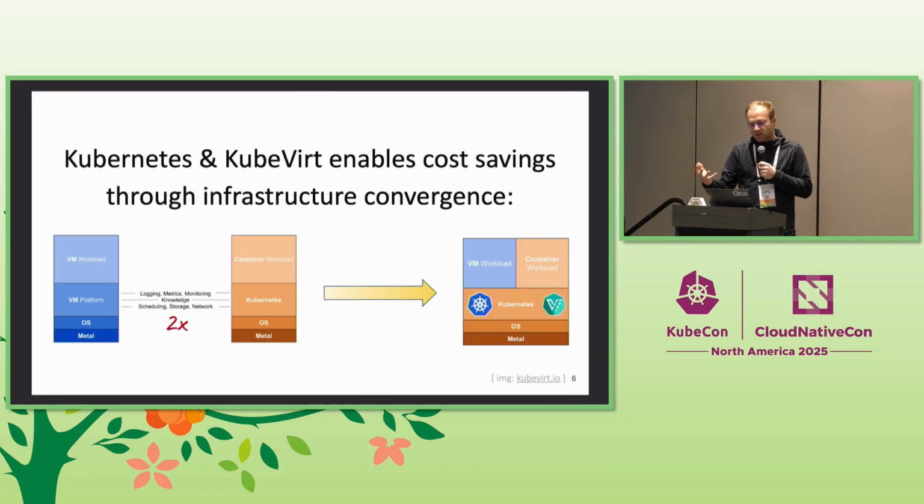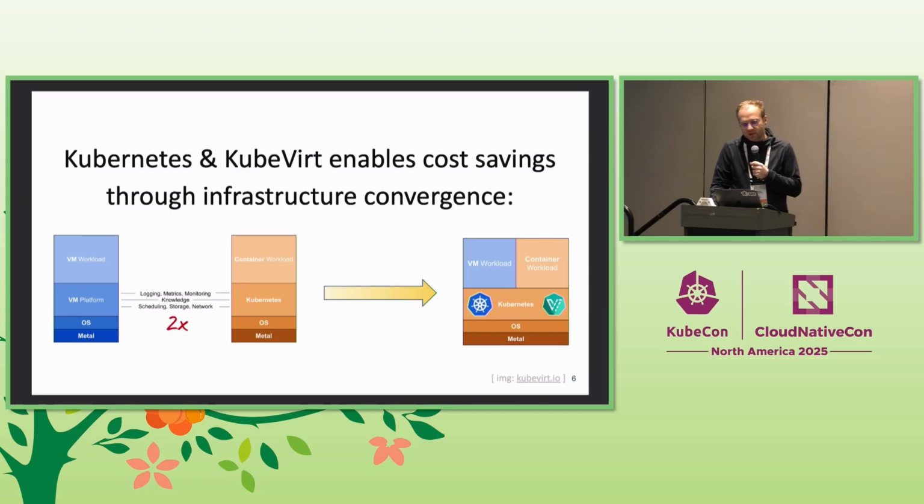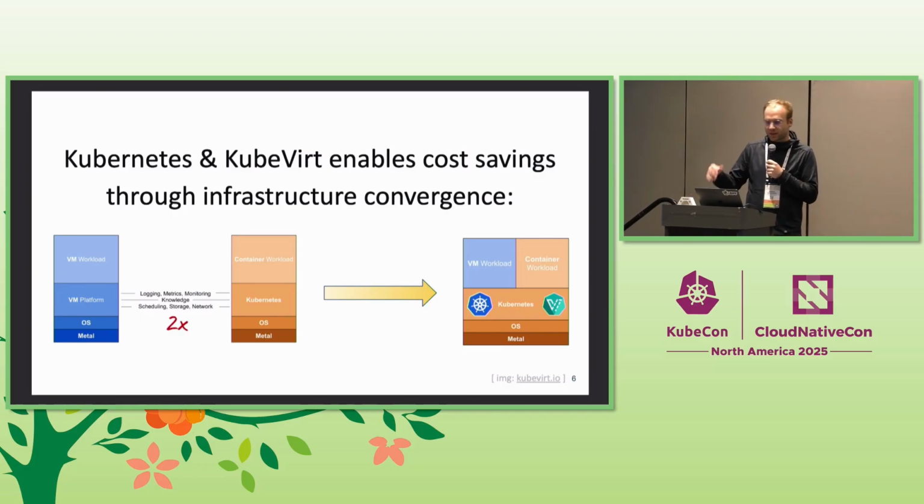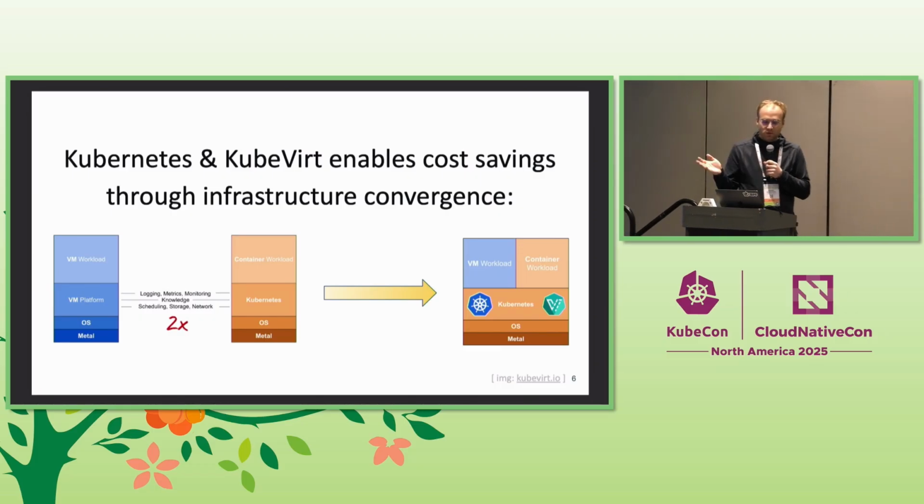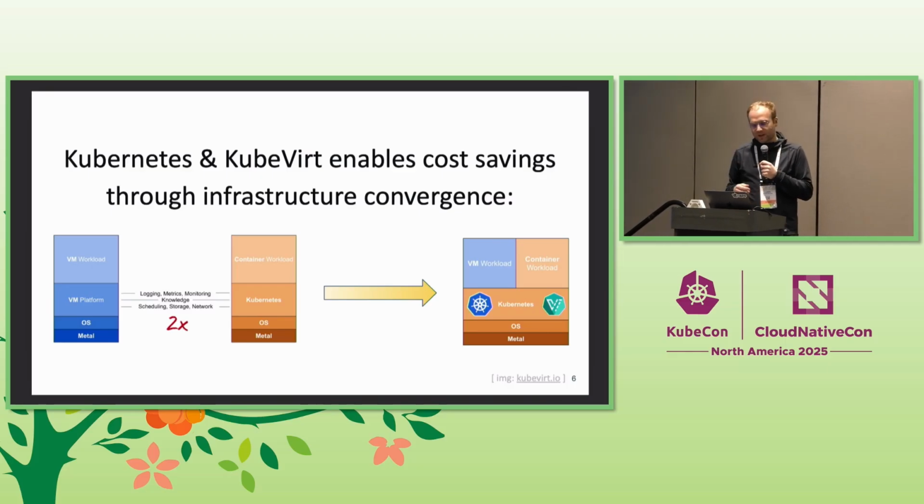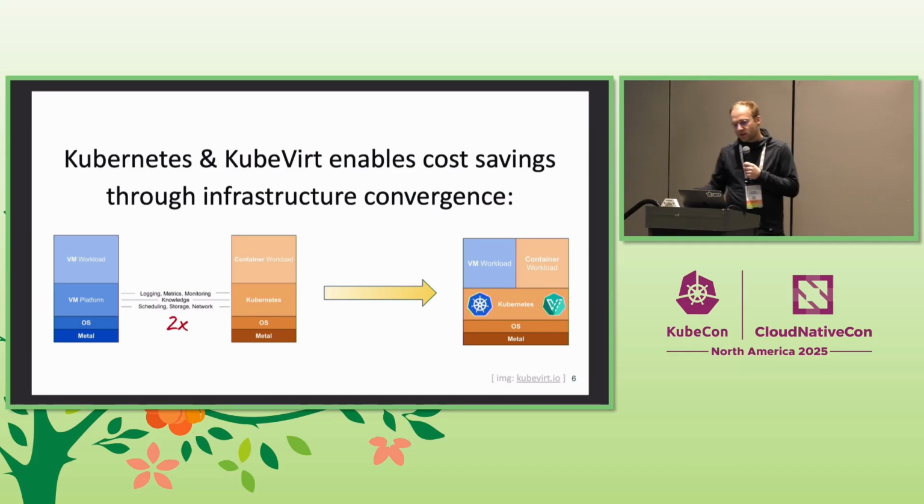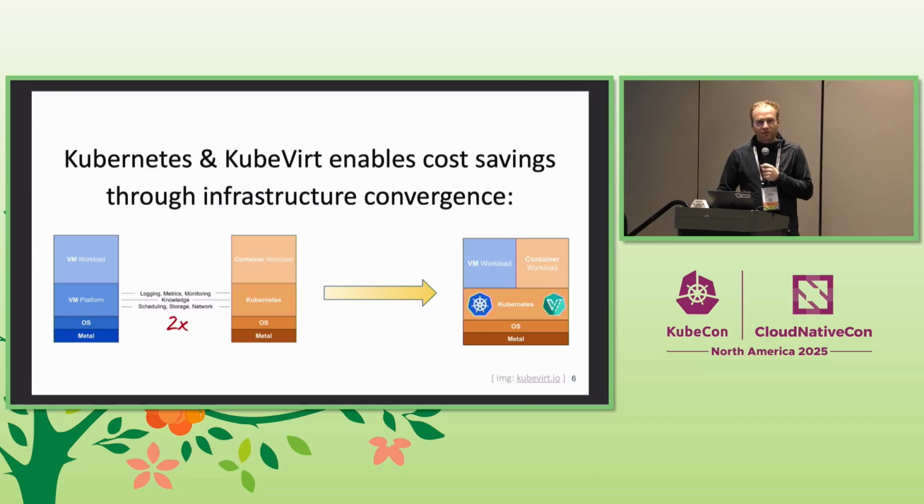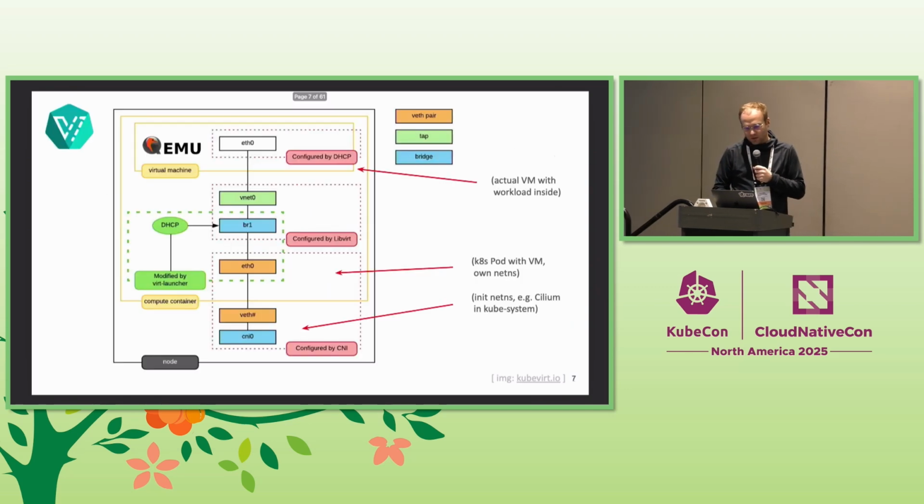In general, the combination of Kubernetes and KubeVirt enables users to converge their infrastructure. Previously you had two stacks. You had two logging solutions, metrics, and monitoring solutions, one for your legacy VM platform and the other one for Kubernetes. And now you can migrate everything over into Kubernetes for both VM and container workloads. And that helps with the overall user experience, given that it's now unified.